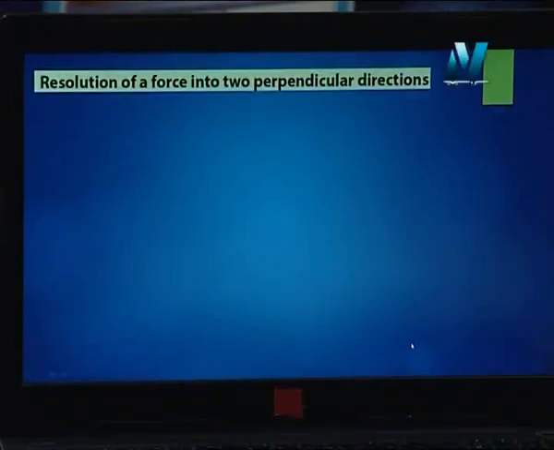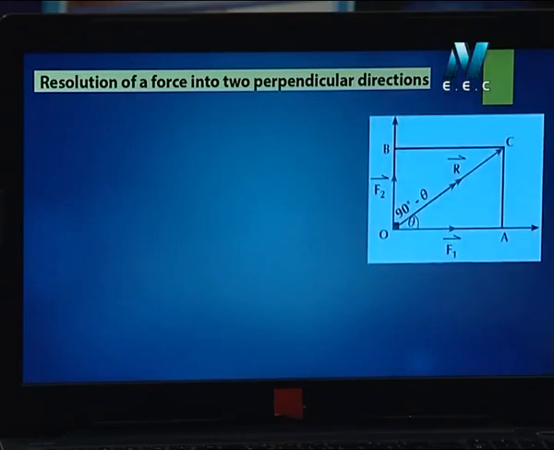Let's move to the first: resolution of a force into two perpendicular directions. It is a special case. Concentrate with me to find that F1 here acts horizontally and F2 perpendicular to it. We have here theta 1 equals theta, and the other angle will be 90 minus theta because their sum here equals 90 degrees. We have R here, which is the resultant, and we would like to resolve this R force into two perpendicular forces, F1 and F2.